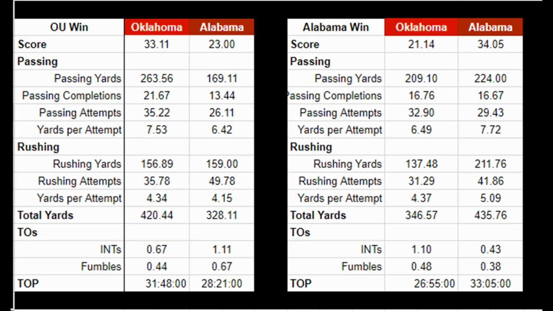If he's not completing at least 60% of his passes, OU's chances of winning go down drastically. And we all know OU basically has to have a perfect game to beat Alabama. Conversely, Alabama just has to have a good game.